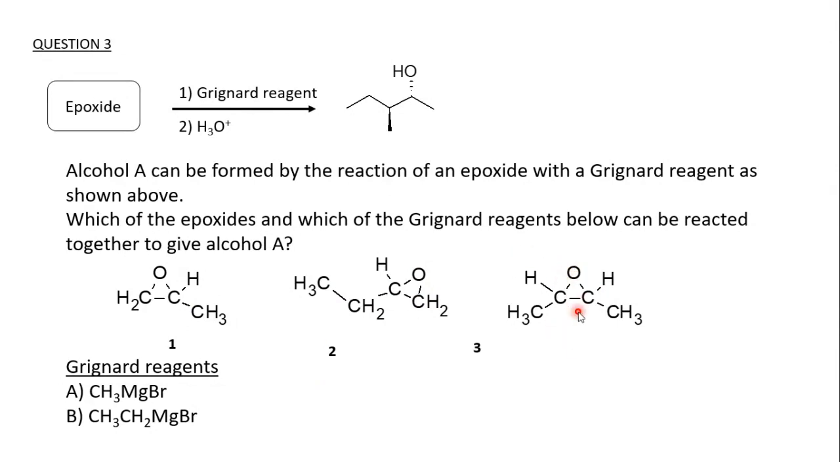This compound 3, this epoxide, is symmetrical, right? So it doesn't matter where the reaction takes place, you get the same product. But for compounds 1 and 2, we realize that if the reaction took place here, you get a different product than if the reaction took place here. Similarly for this one. How do we know which carbon of an epoxide a nucleophile is going to prefer to react with?